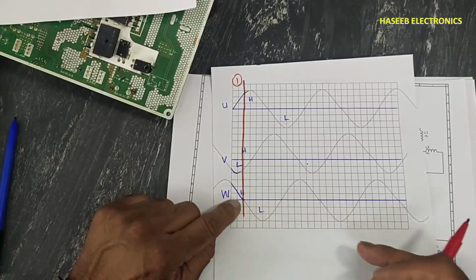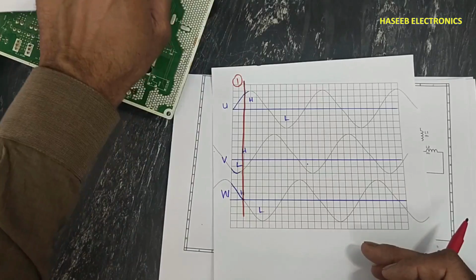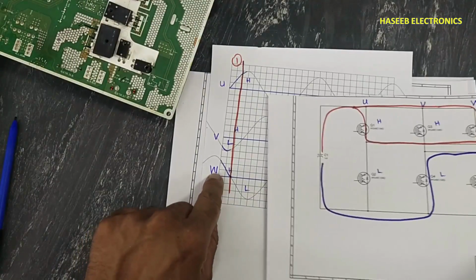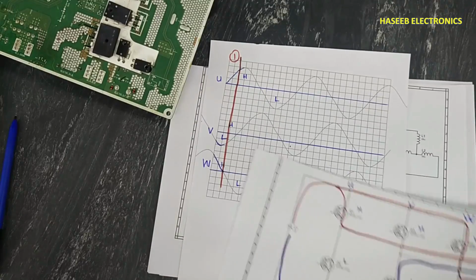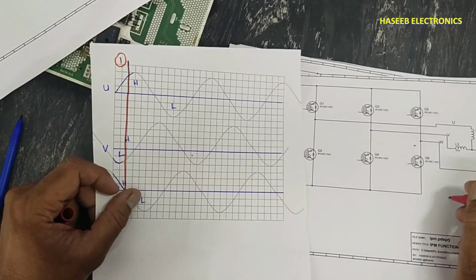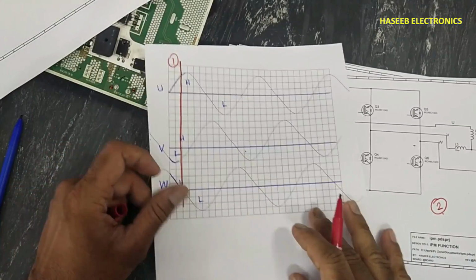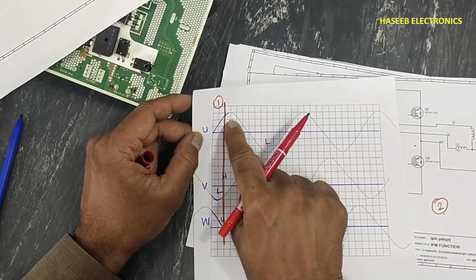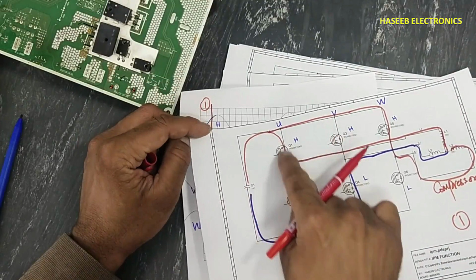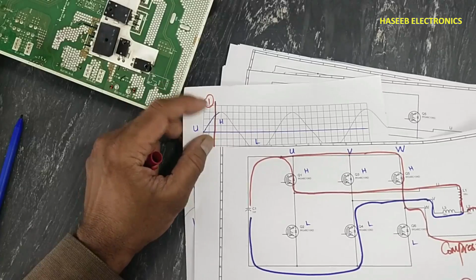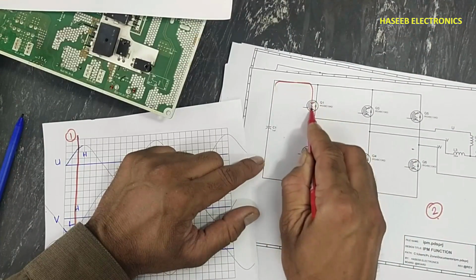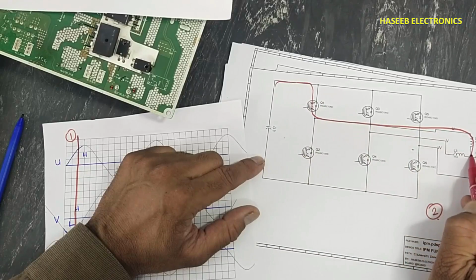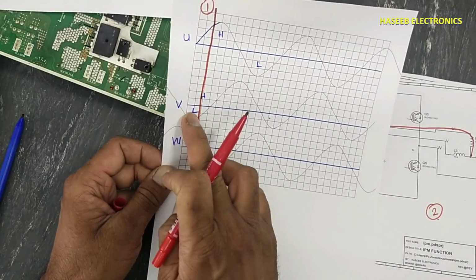After this time, this W high, this IGBT will turn off. Now this IGBT will turn on. This is timing sequence number 2. Now this is on. This is already on. UH is already on, so this current will remain same. VL is already on.